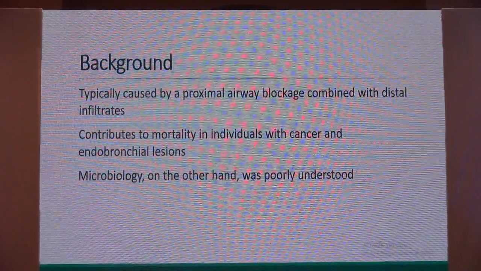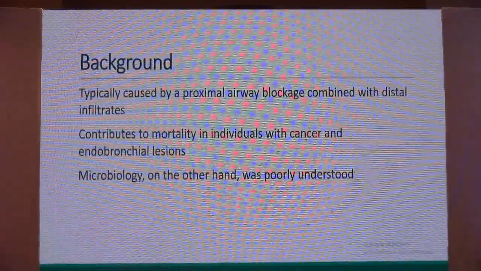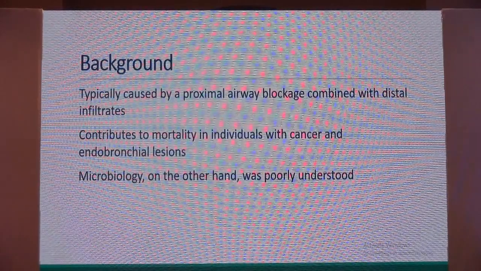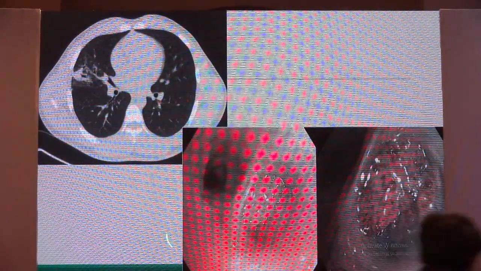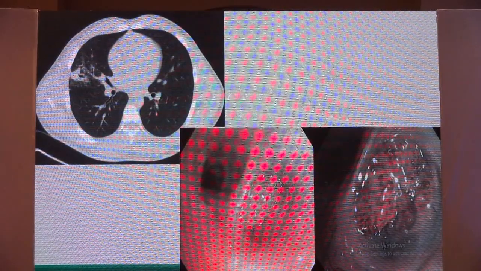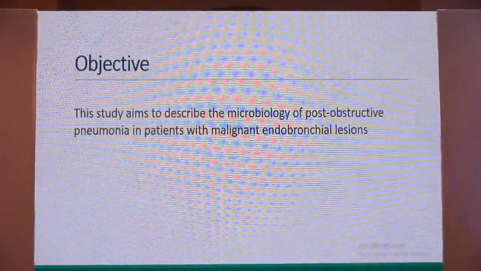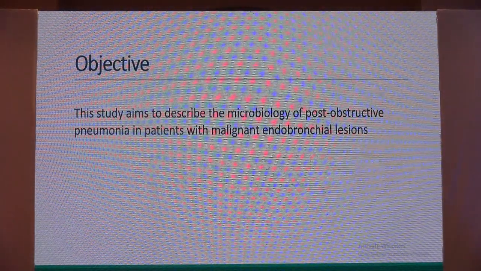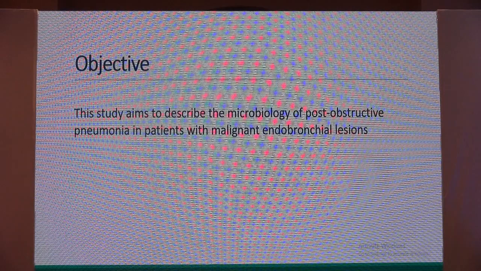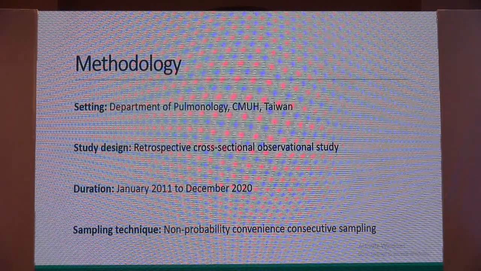It was thought that this is non-infectious, so most of the time people do not do cultures of these secretions or collections. Here we can see a proximal airway obstruction resulting in pneumonitis and a collection of secretions, which were then collected after endobronchial tumor resections, sampled, and cultured. This study aims to describe the microbiology of post-obstructive pneumonia in patients with malignant endobronchial lesions.